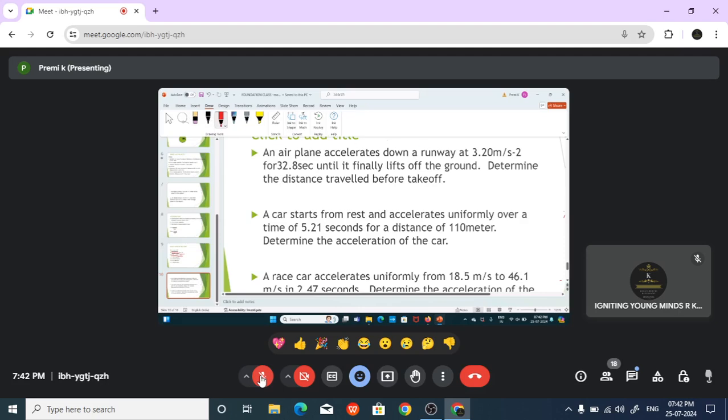Okay. Airplane accelerates down a runway at 3.20 meter per second square. Here, the acceleration is given as 3.20 meter per second square for 32.8 seconds. Time is given as t, 32.8, until it finally lifts off the ground. Determine the distance traveled before the takeoff. We have two formulas to find out the distance. They are s is equal to ut plus half at square, and v square is equal to u square plus 2as.